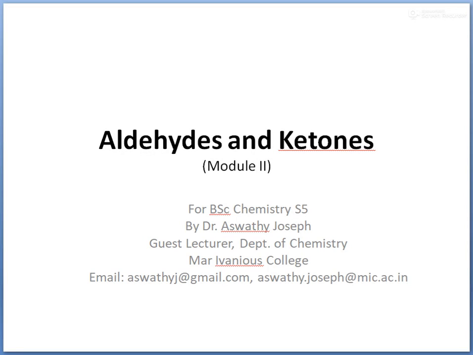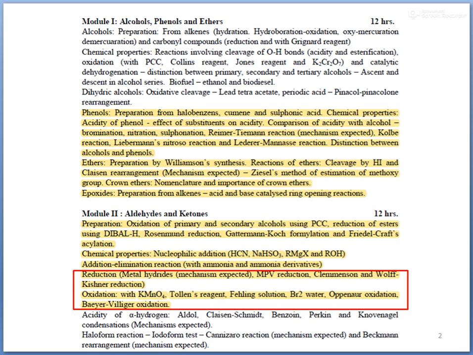Dear students, this is the recorded class for Aldehydes and Ketones, Module 2, and we will be discussing the following topics: reduction of aldehydes and ketones using metal hydrides with mechanism, then MPV reduction, Clemmensen and Wolff-Kishner reduction, then oxidation of aldehydes and ketones using potassium permanganate, Tollens reagent, Fehling's solution, bromine water, open air oxidation, and Baeyer-Villiger oxidation.